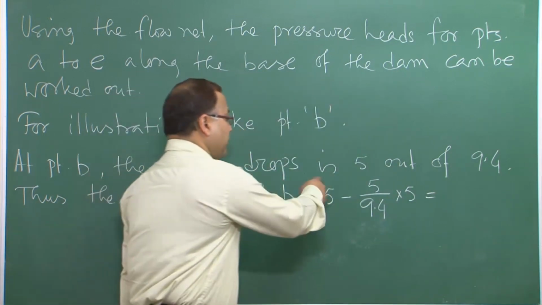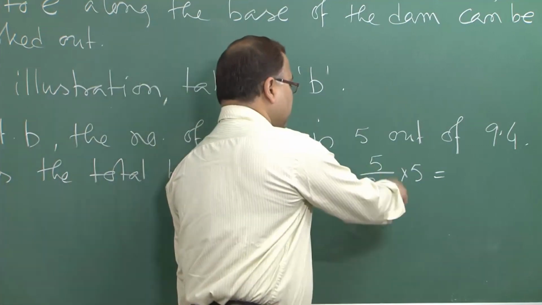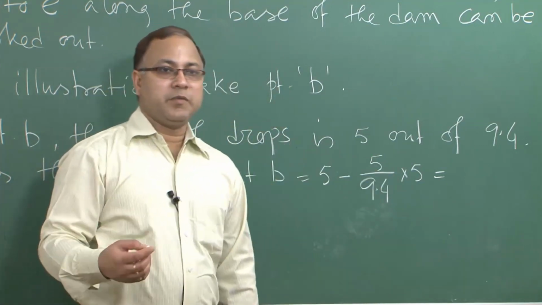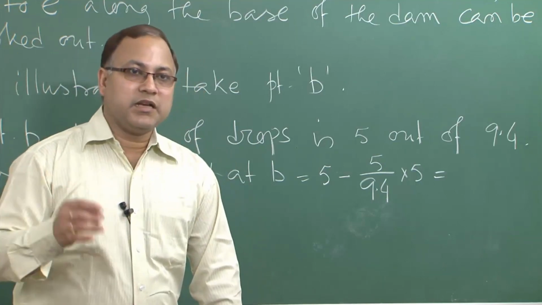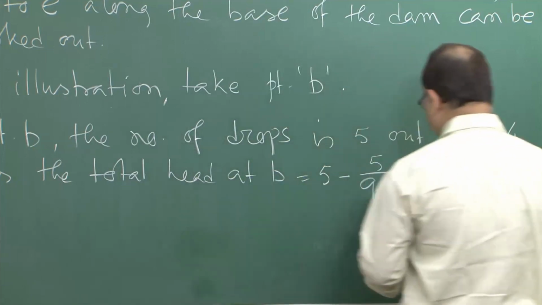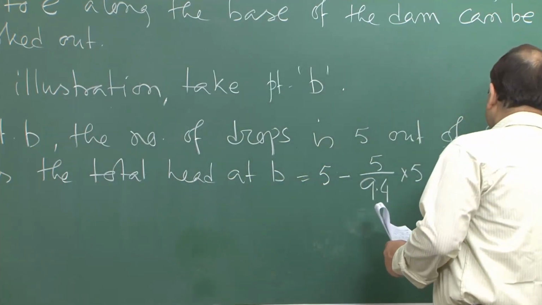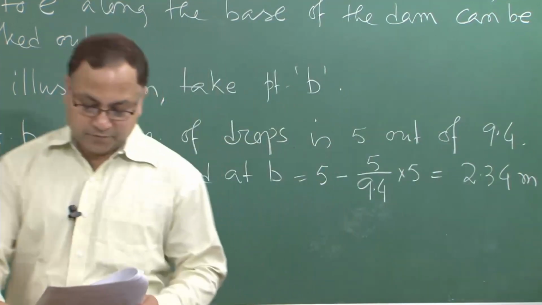right. So, 5 meter is the initial head, and this is 5 divided by 9.4 into 5, which is nothing but the delta H, right. So, this is the loss happening if you reach point B. So, that gives me 2.34 meter. Okay.